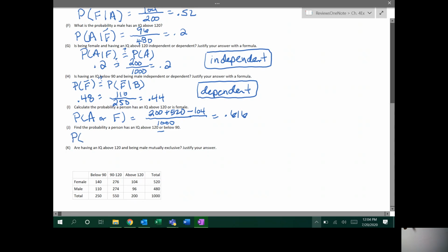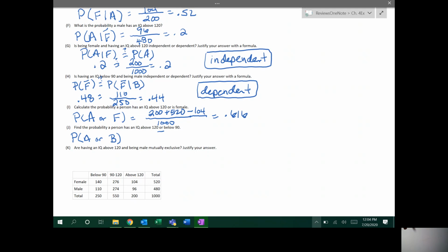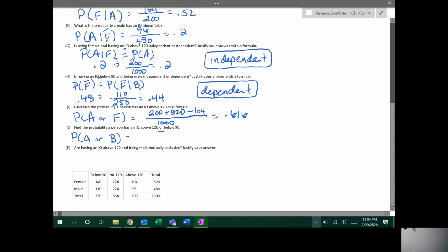So since J is also an OR question, but it has one very distinct difference. A and F were not mutually exclusive. There were people that have an IQ above 120 and are female. But there is no person that has an IQ above 120 and below 90. Not a single person that does. So we don't have to subtract off the intersection. We can just add A plus B, 0.45.